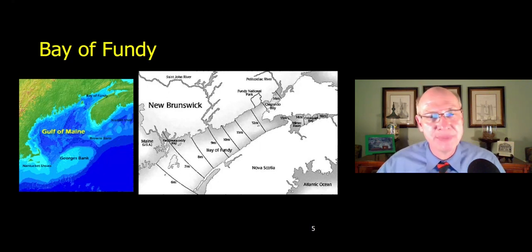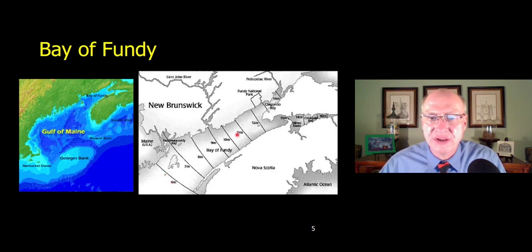So let's look at what happens in the Bay of Fundy. So here is New Brunswick, Nova Scotia up in Canada. This is the Gulf of Maine. So for example, here is Massachusetts down here. So we've got New England up here, and we've got New Brunswick and Nova Scotia right there. So we've got the large Gulf of Maine. And imagine during a high tide, all the water flows into the Gulf of Maine. And then it gets funneled up into the Bay of Fundy.